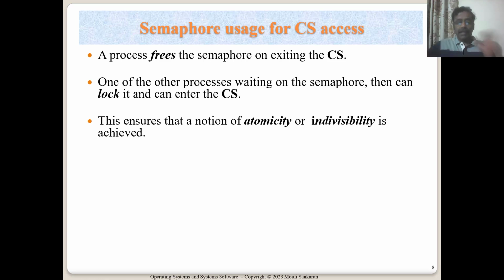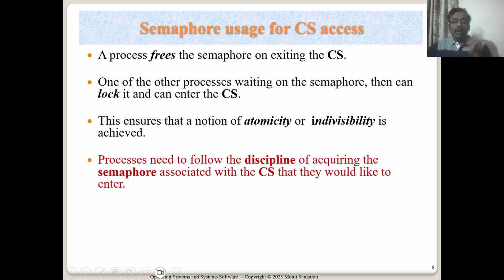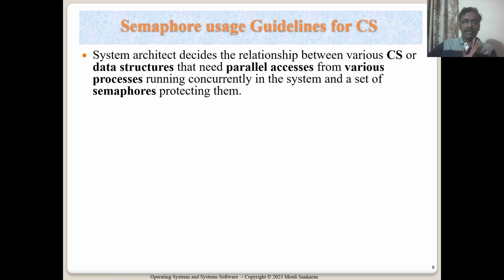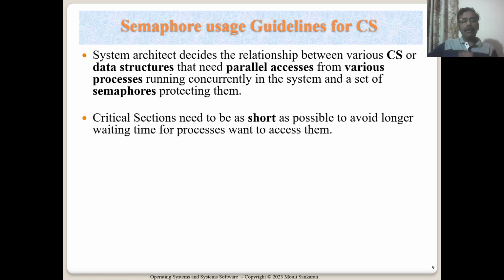Now processes need to follow the discipline of acquiring the semaphore before the critical section and releasing it after completing the job with the critical section. The system architect is the responsible person to make sure that these rules are followed and documented across the team, because different teams may be working on different processes, developing code for different processes. They need to take care of it.